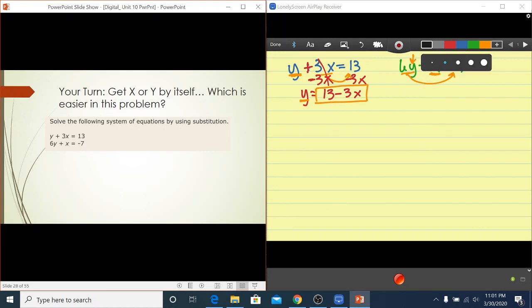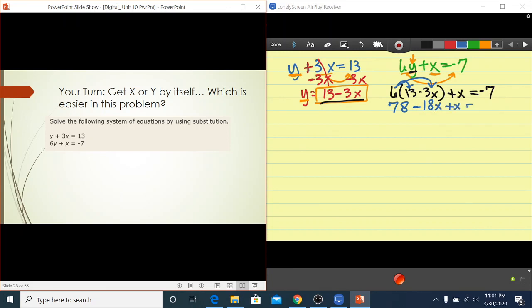So let's do that. 6 times not y, but all this stuff here: 13 minus 3x, plus x equals negative 7. Okay, so it's getting a little bit big here, but the distributive property says 6 times 13 is what, 78? And 6 times negative 3x would be negative 18x, plus x. I've got a little bit of like terms here. We're going to put these two together and make negative 17x.